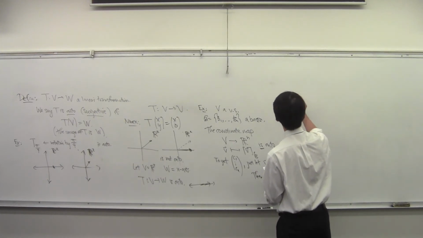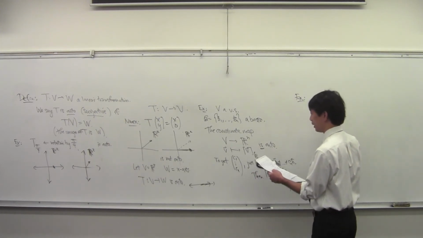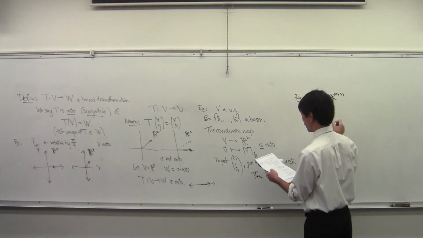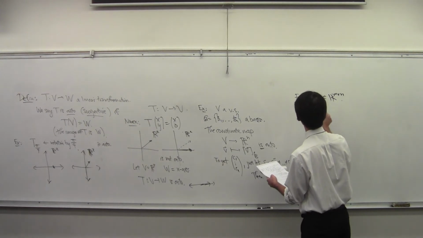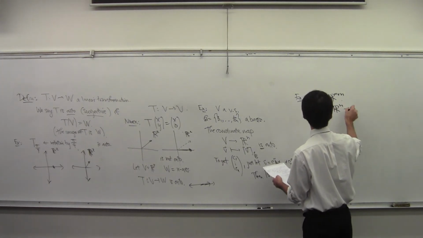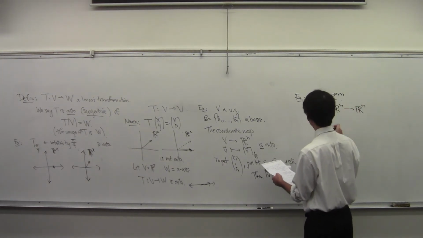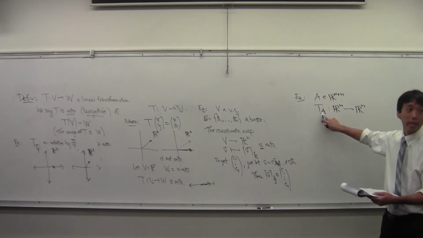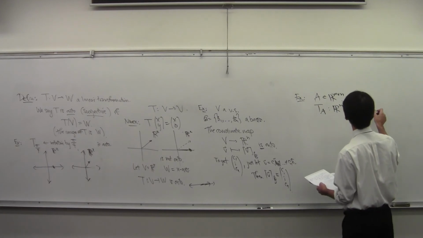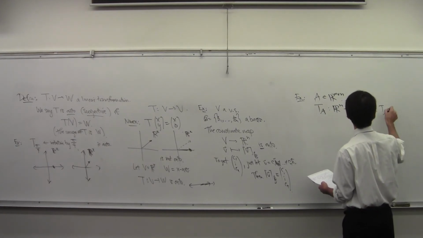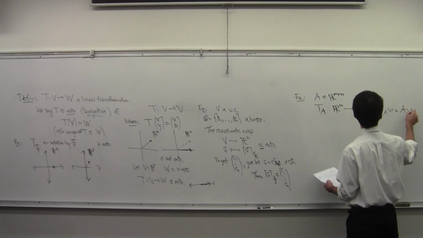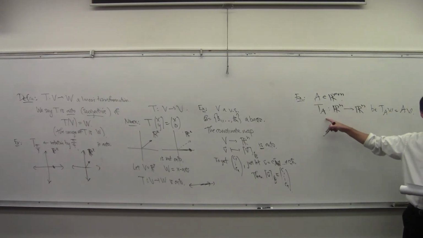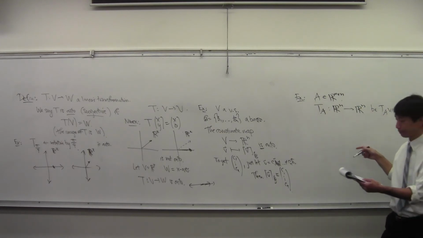Okay. I'm going to have you try another exercise. So let A be a square matrix, and let T sub A be the map from Rn to Rn, the one that we defined last time, left multiplication by A. So you have the square matrix, and you have left multiplication. You have the linear transformation. That's left multiplication.